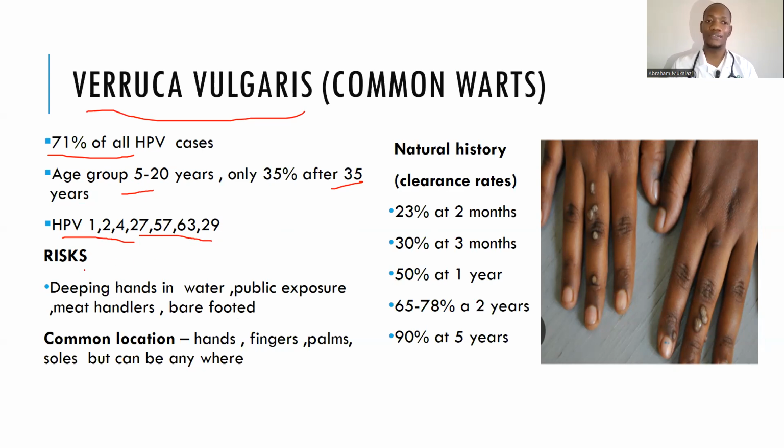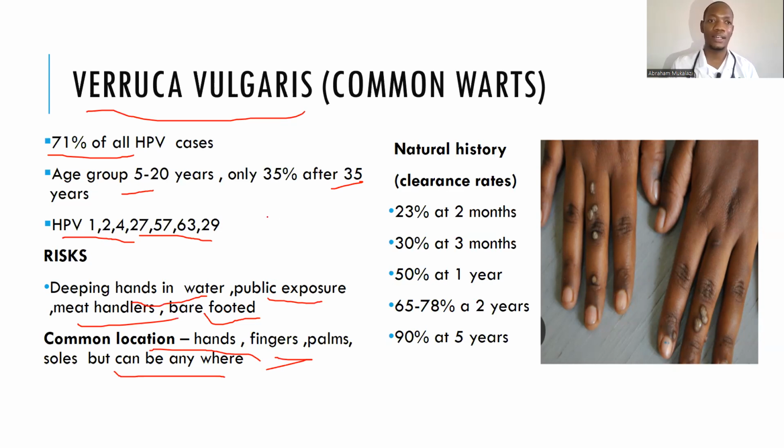The risk factors for developing the common ones include people who usually love playing in water, swimming, because we said that this virus can be on fomites, and then public exposure, people who handle meat, and people who move on foot, if you move barefooted. And then the common locations include the hands, fingers, palms, and soles, but they can be anywhere in the body.